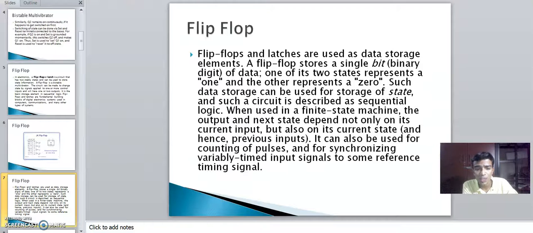Such data storage can be used for storage of state, and such a circuit is described as sequential logic. When used in a finite state machine, the output and next state depend not only on its current input but also on its current state, and hence previous inputs. It can also be used for counting of pulses and for synchronizing variably timed input signals to some reference timing signal.